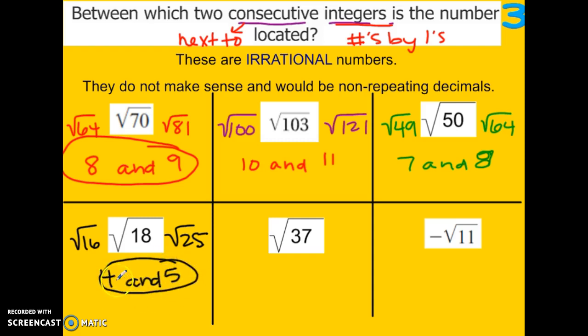And some of you might be thinking, well, 4 times 5 is 18. That's not what we're looking for. We're not multiplying, because 6 times 3 is 18. That's not what we're looking for either. We're looking for between which two perfect squares is this number located. Okay? Because if we typed square root of 18 in our calculator, we would get like 4.23578, whatever it gives us in our calculator. We just know that answer is between these two numbers.